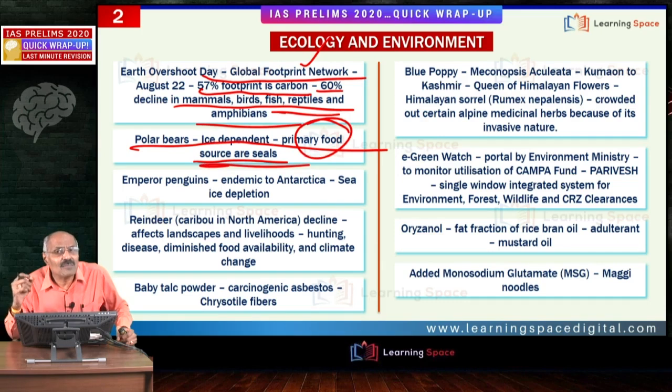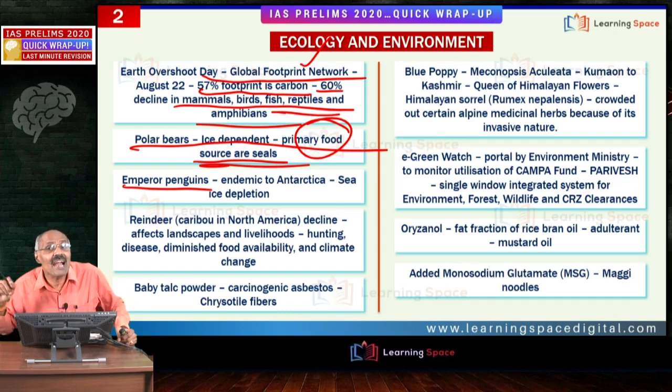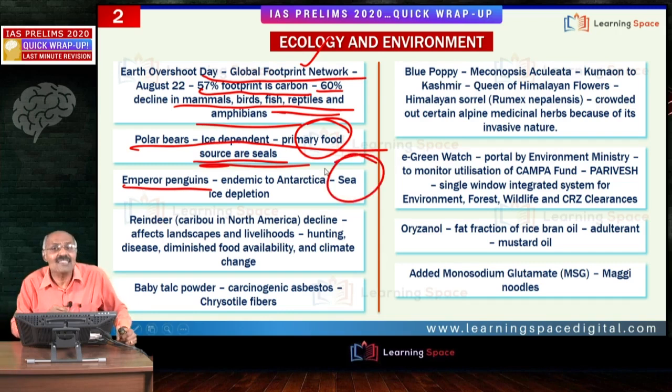Then friends, another species, the emperor penguins. This emperor penguin is endemic to Antarctica, don't forget. And sea ice depletion is affecting emperor penguins, please don't forget. And it is endemic to the Antarctica region.